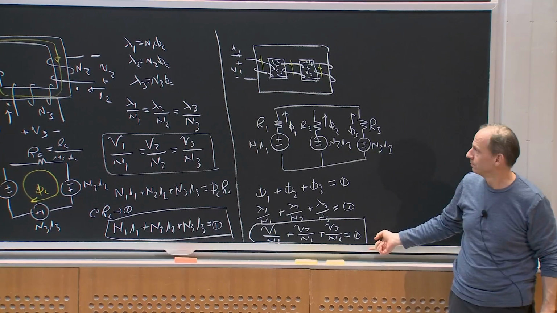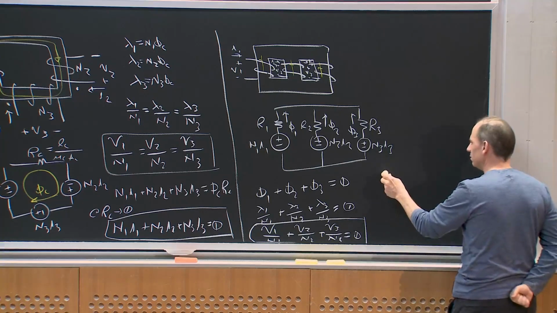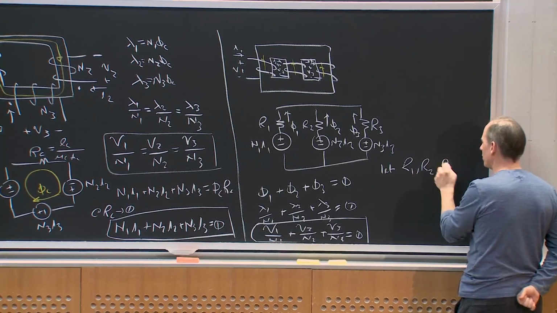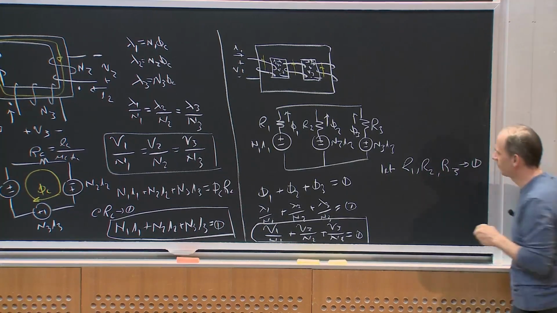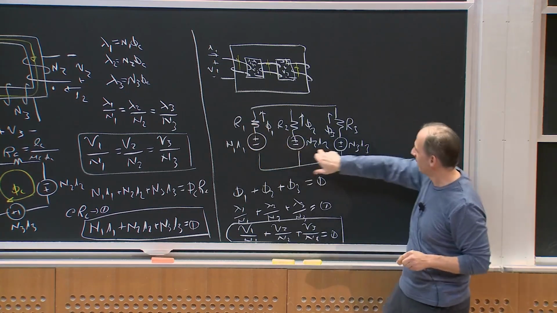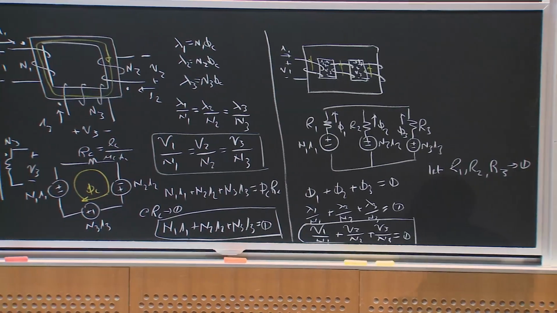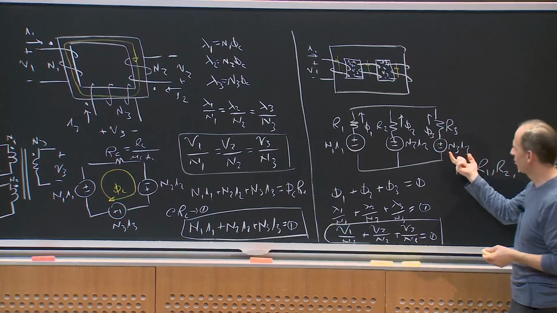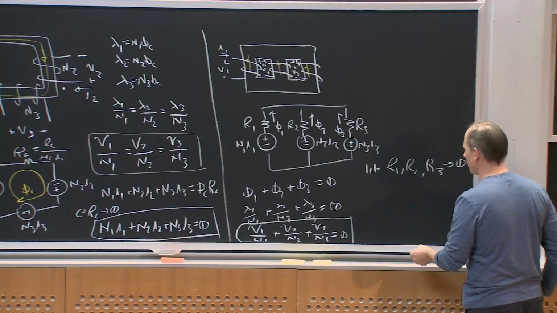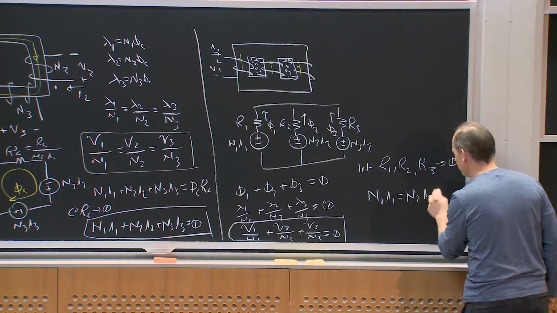Okay? What can I say about the currents? Well, if I let reluctance 1, reluctance 2, and reluctance 3 go to 0, if I assume I have an infinite permeability core, then all I get is these 3 MMF sources. And if I'm going to avoid infinite fluxes in the core, what would that require? That would require that N3I3, N2I2, and N1I1 equal each other, right? So I would get N1I1 equals N2I2 is equal to N3I3.